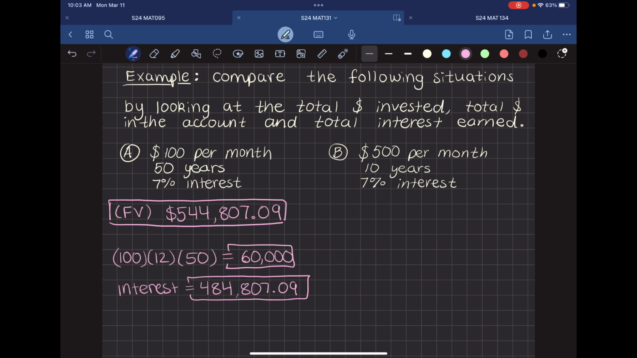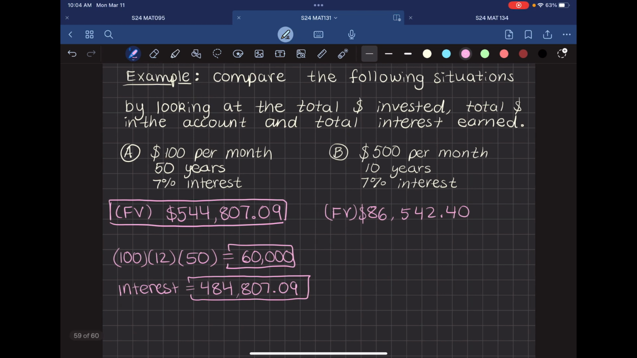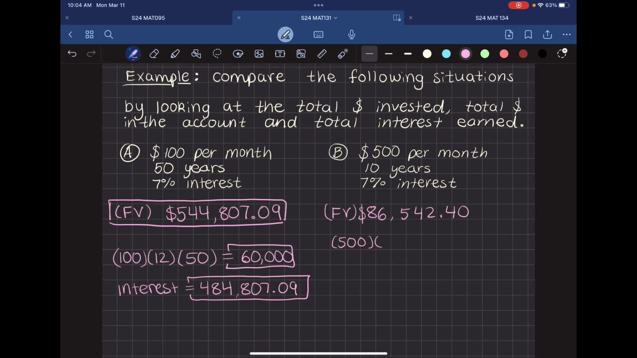For situation B, when you type in $500 per month for 10 years, so do 12 times 10, so 120 periods, at a 7% interest rate compounded monthly, you would end up getting that your future value is $86,542.40, which is significantly less, even though when you look at the amount that you actually invested, so this $500 per month times 12, because it's monthly, times 10 years, we actually ended up investing the same amount of money, so $60,000.